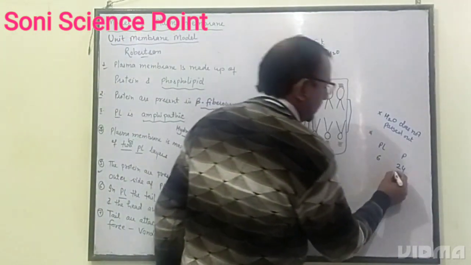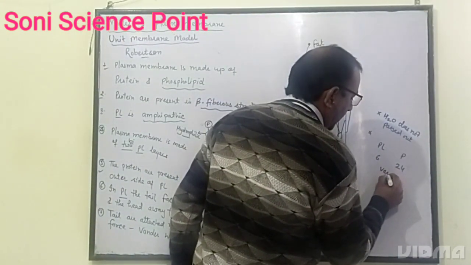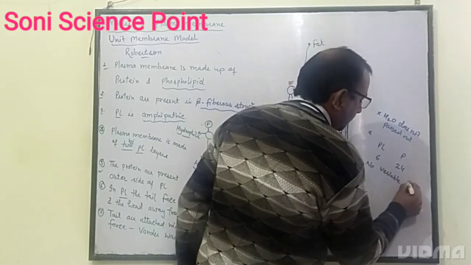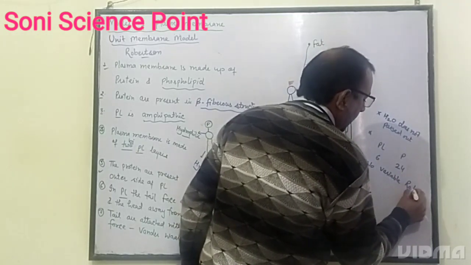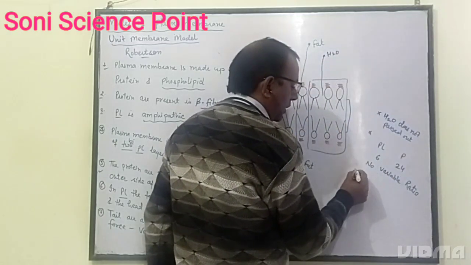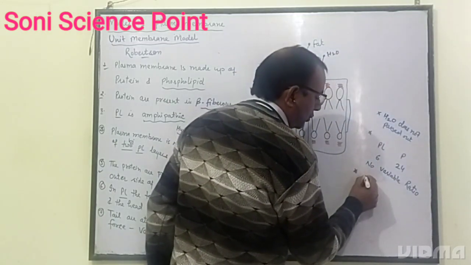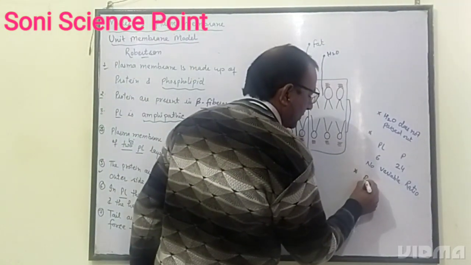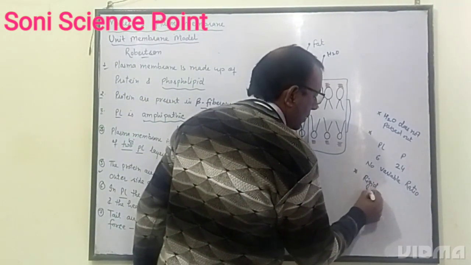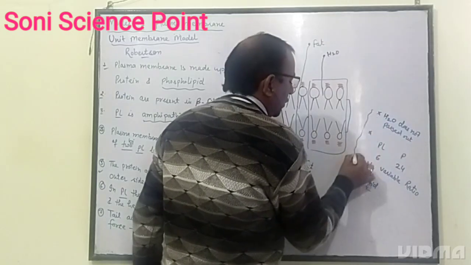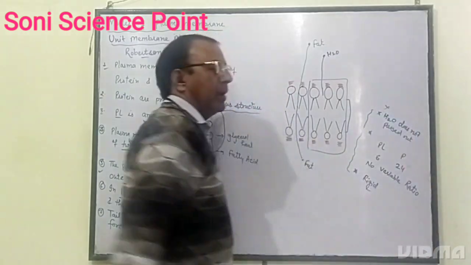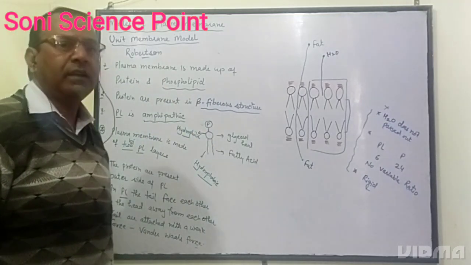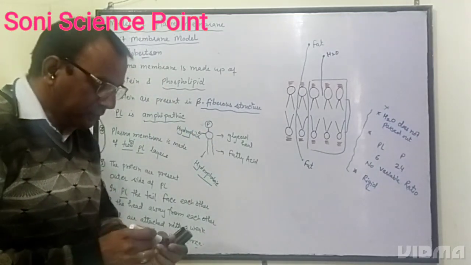So there is no variable ratio. And if there is no variable ratio, the plasma membrane doesn't show any kinetic movement, so it is rigid. These three properties don't match with the plasma membrane, so this model was also not accepted by the other scientists.